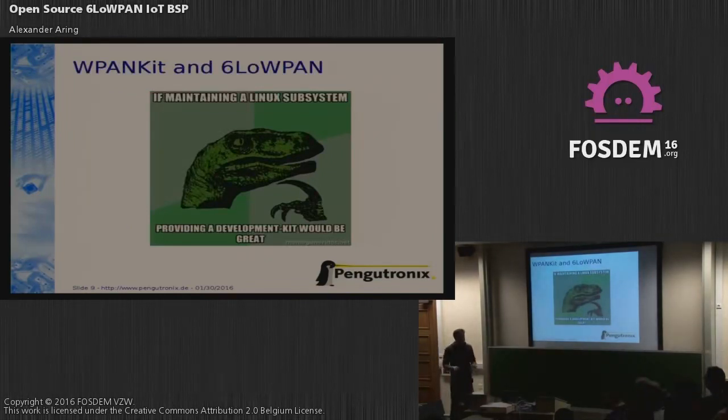So I was thinking, if I'm maintaining a Linux subsystem and many users have these issues with the Raspberry Pi image and ifplugd, providing a development kit would be great because nobody has these issues anymore. You only need to type a command line command, and it will generate everything to run 6LoWPAN on the Raspberry Pi.